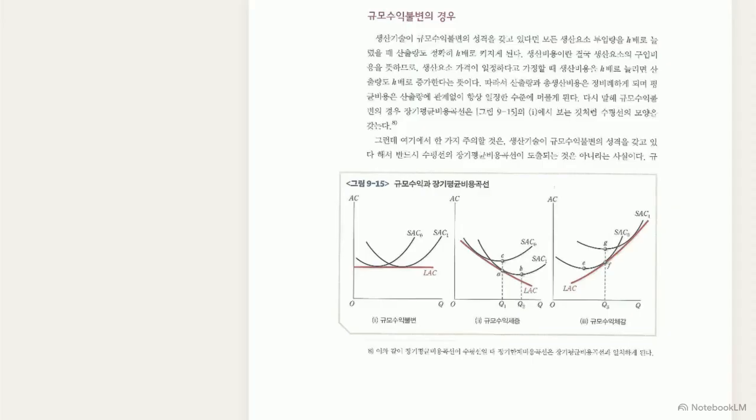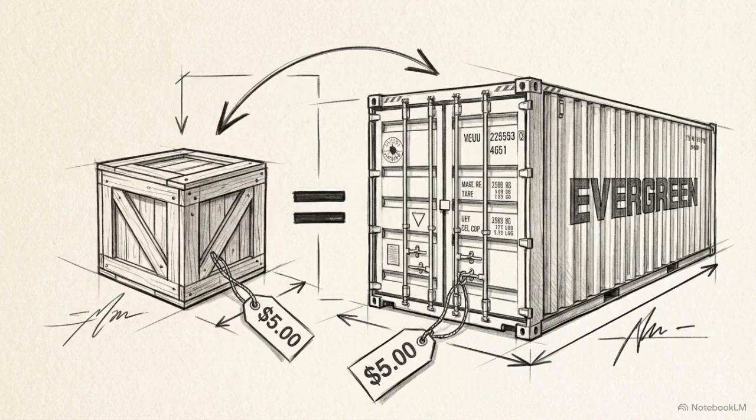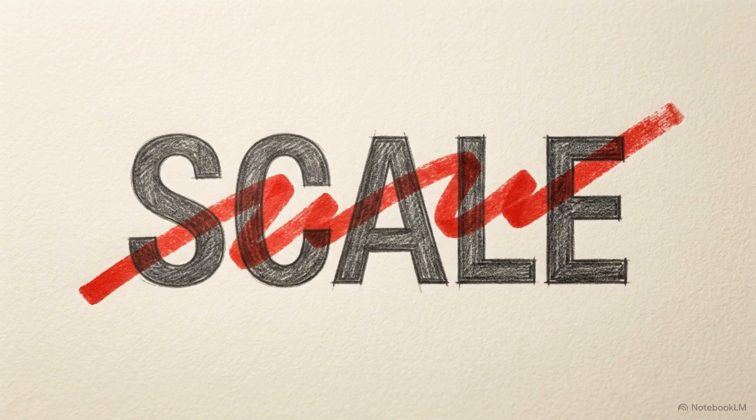This chart displays the long-run average cost curve, LAC. Under constant returns, the red line is horizontal. We place U-shaped short-run average cost curves, SAC, along this baseline. Notice the geometry. The absolute lowest point of every short-run curve perfectly touches the long-run baseline. This perfect tangency implies cost neutrality. In a world of constant returns to scale, a startup and a conglomerate face the exact same unit cost. In this scenario, scale simply does not matter.